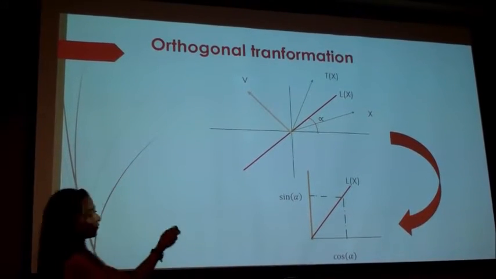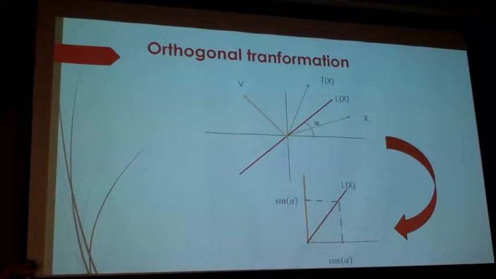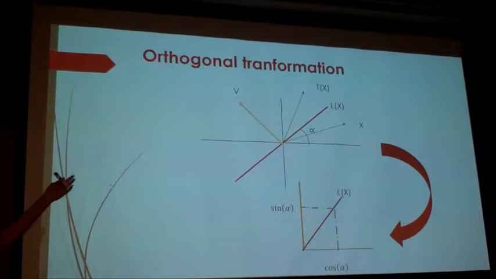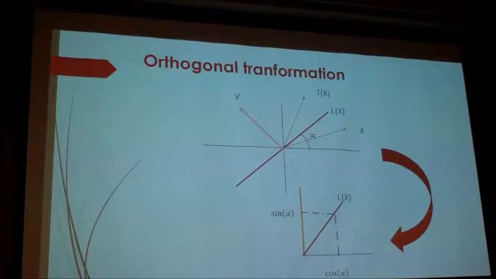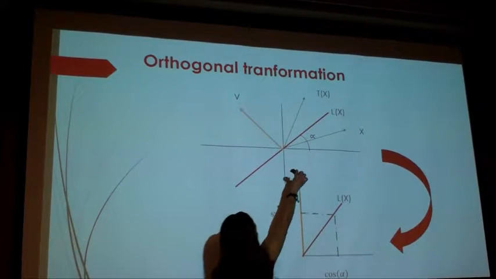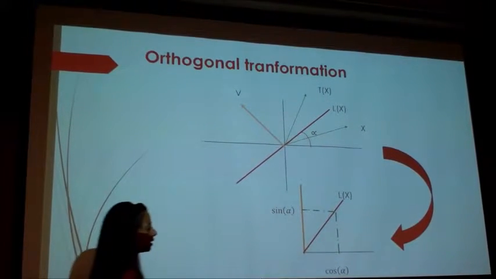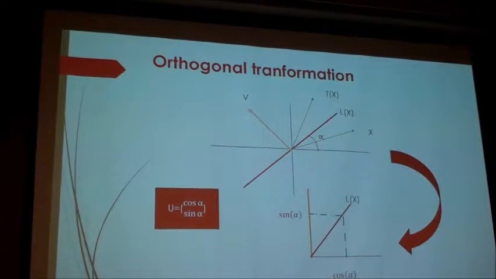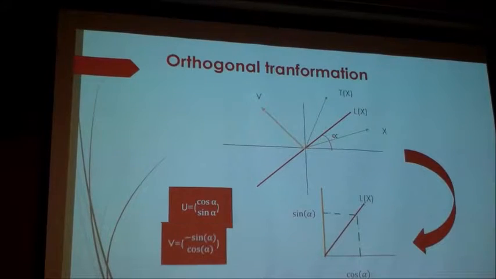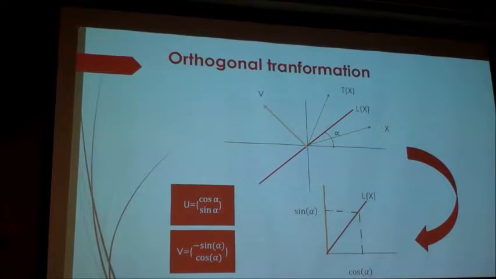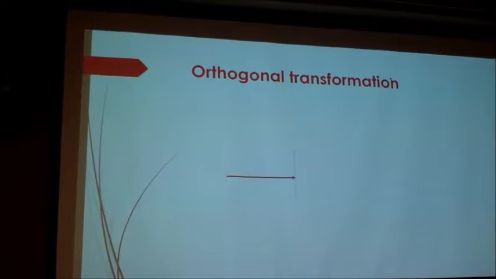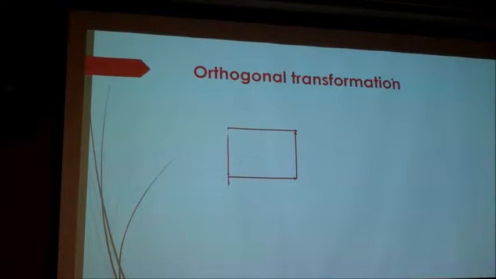If you reflect U across Lx, nothing will happen because it's parallel to that line. And then V is perpendicular to Lx, so if you reflect it, V will come this way, so it will be minus V. And then we write U equal to cosine and sine theta, and V with a minus because it will be in the negative y-axis. So that's orthogonal transformation.